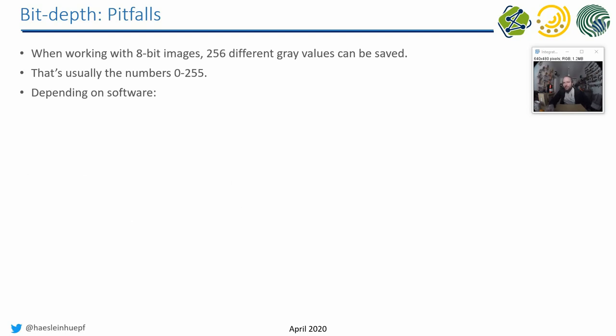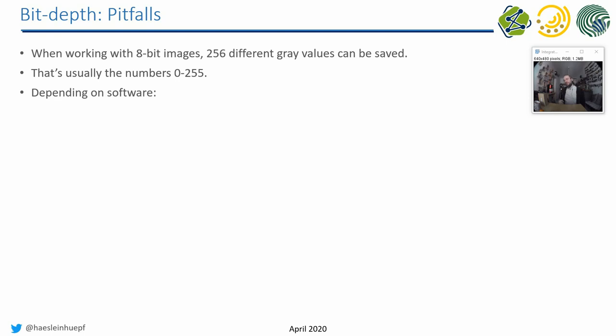So there are some pitfalls related to, for example, 8-bit images. An 8-bit image has 2 to the power of 8 different gray values, so you have 256 different gray values available you can save your pixels in. Usually that's the numbers from 0 to 255. And depending on what software you are using, some things may go wrong.